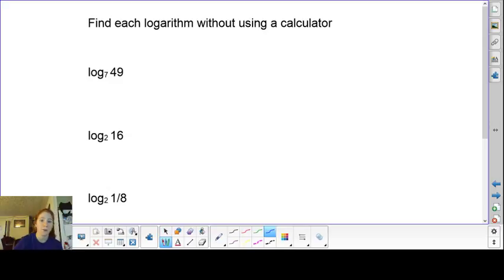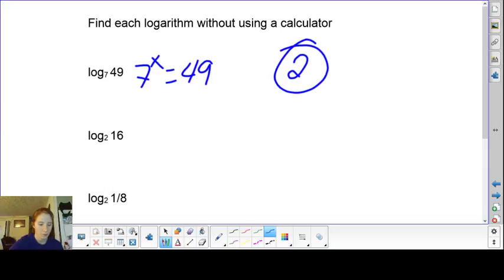Alrighty. We're going to go ahead and try and find these without using a calculator. So 7 to what power is equal to 49? Good. 2. 2 to what power is equal to 16? Well, 2 times 2 is 4. So I've used it twice. Times 2 more is 8. 8 times 2 more is 16. So how many times did I multiply 2 together? 4.